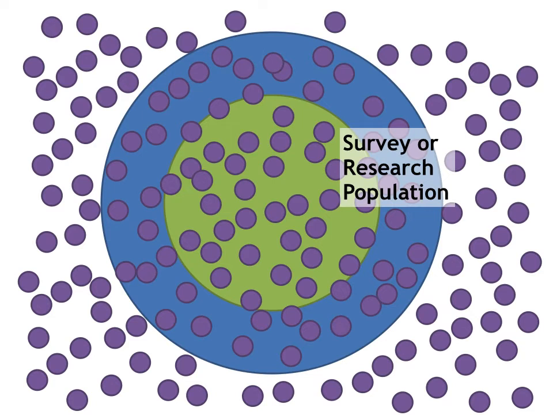Then you determine the survey or research population. In other words, I don't have access to all of the third graders in urban schools in the United States. I have access, hopefully, to third graders in, for example, Clark County School District, maybe about 20,000 students.